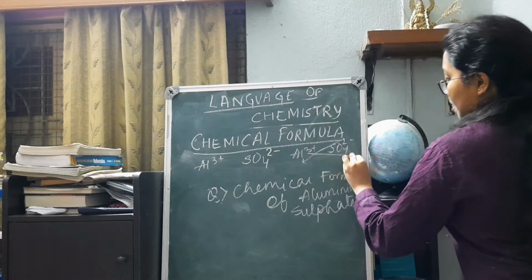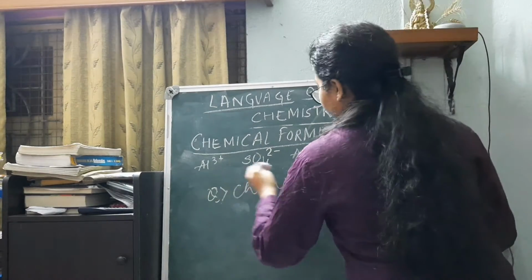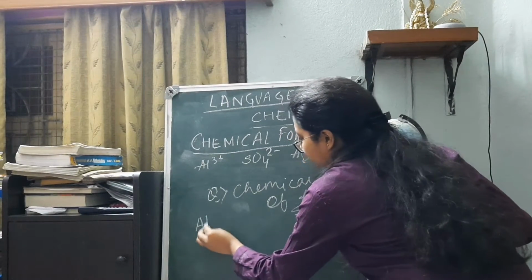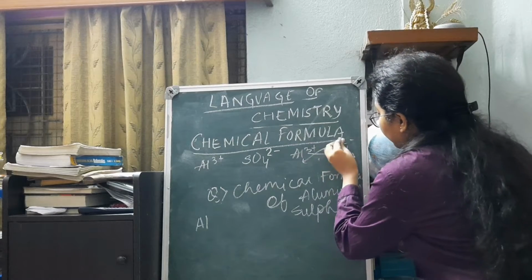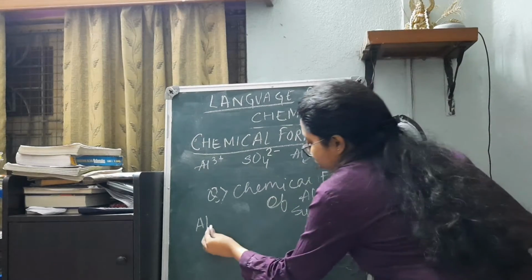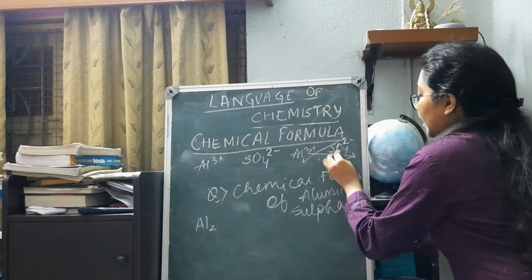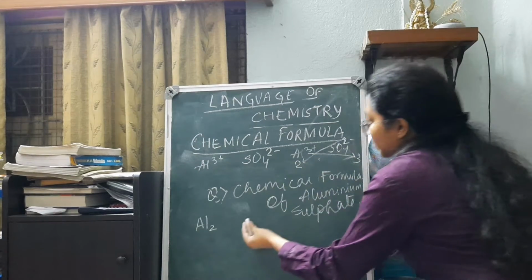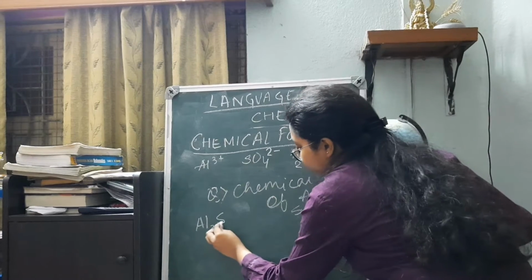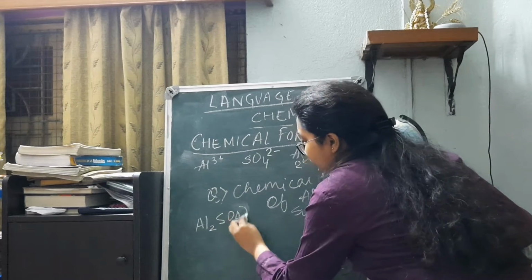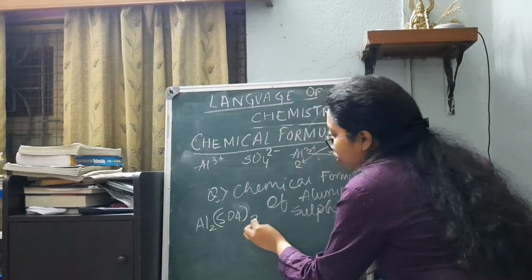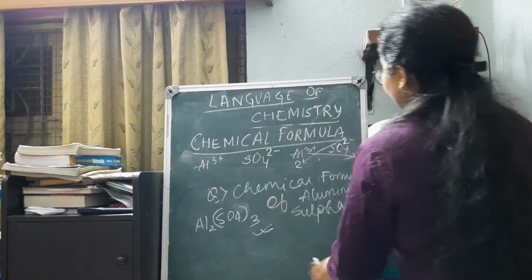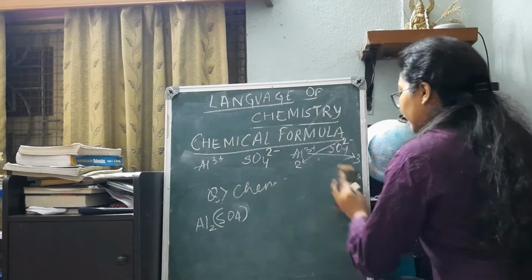Crisscross. What do I find? Al. In the next product I am writing here directly. Aluminium has got the subscript 2 and sulfate ion gets the subscript 3. Aluminium gets the subscript 2. So what is our answer? Al2(SO4)3. So this is how it has been written. Taking one more example for writing the chemical formula.